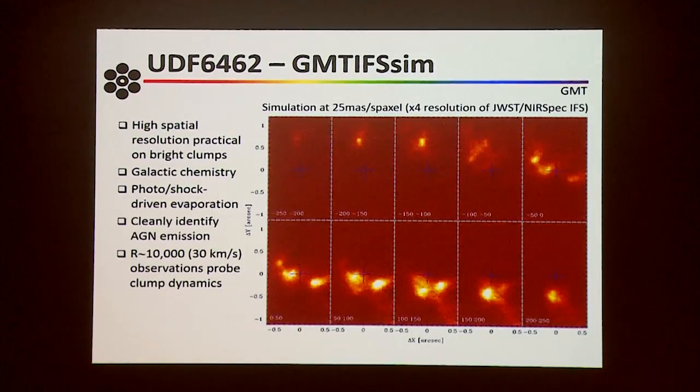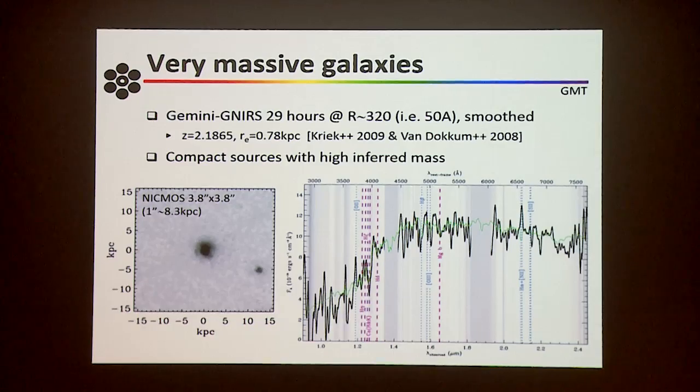So there it is at a bit more simulation now at the 25 milliarcseconds per spaxel, 4 times the resolution of JWST, and you can see what we can actually get out of it. And there's a bunch of different science that one can derive from these things. The point I wanted to make here, though, is that we are trying to do very precise modelling of what this instrument will actually deliver. Here's another case, another very challenging Gemini GNIRS observation, 29 hours at R of 320, very low resolution.